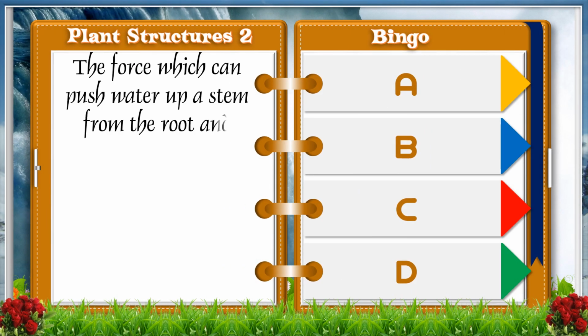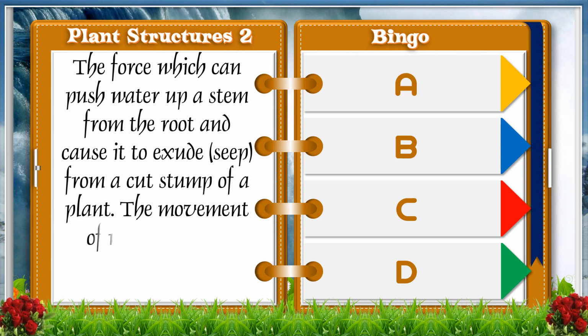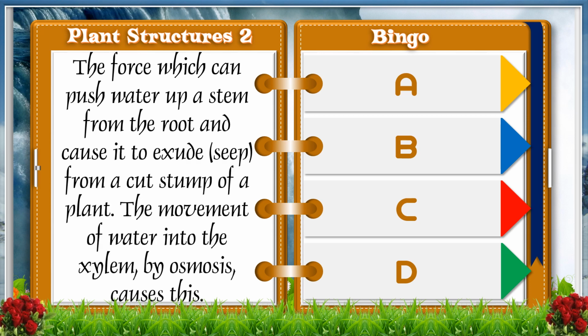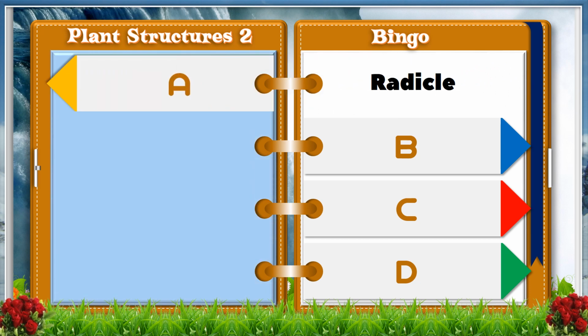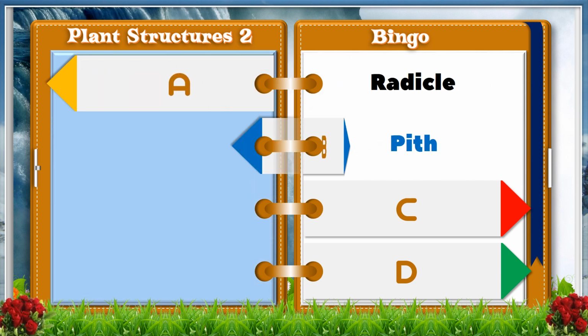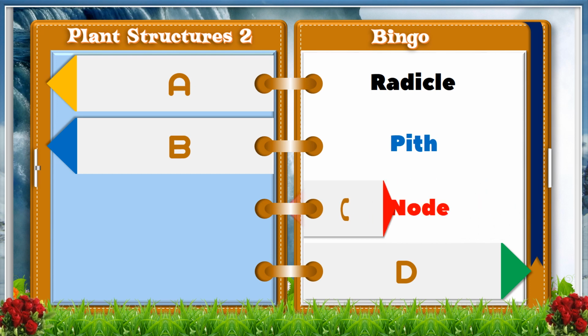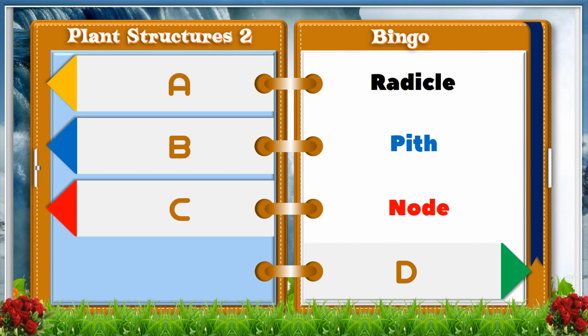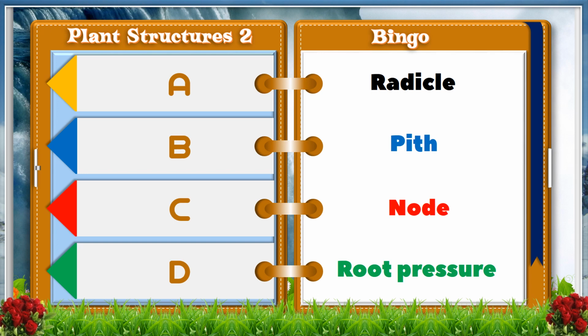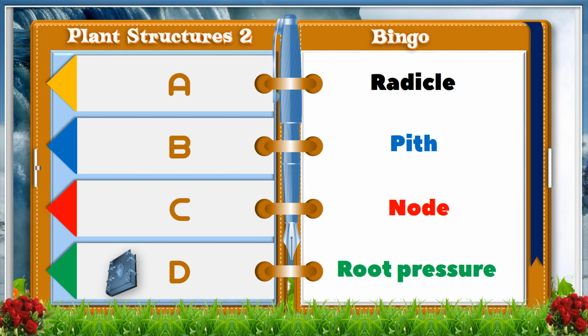The force which can push water up a stem from the root and cause it to exude, that is to seep, from a cut stump of a plant. The movement of water into the xylem by osmosis causes this. A, radicle. B, pith. C, node. D, root pressure. And the answer is D, root pressure.